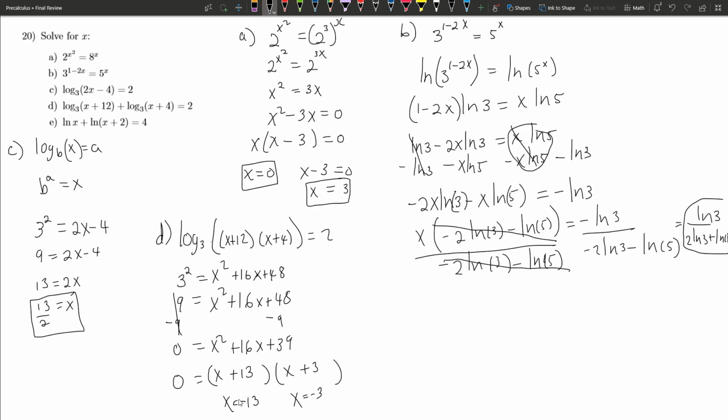Now always do this check. You cannot take the log of a negative number. So if x was negative 13, I would have a negative 1 here because negative 13 plus 12 is negative 1. So we have to reject this solution. Let's check the negative 3. That's positive. Negative 3 plus 4 is positive 1, so that's positive. So this one's good. So x is equal to negative 3.